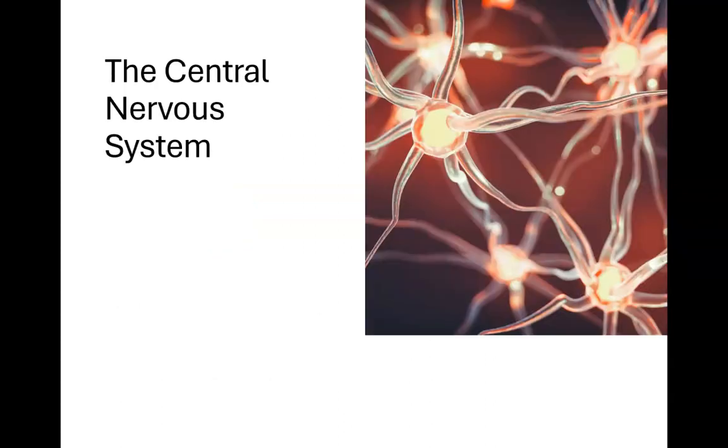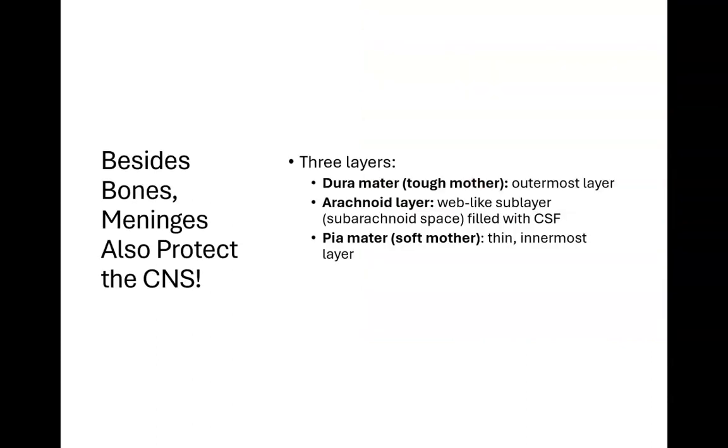Now let's finish up by talking about the central nervous system. Now, I mentioned that the central nervous system is largely protected by bones, but we also have the meninges, and as we'll talk about in the next slide, cerebrospinal fluid. So we have three different layers of the meninges to help protect the central nervous system. We have the outermost layer, the dura mater, which is very tough, and it is called the tough mother for a reason. Just below the dura mater, we have the arachnoid layer.